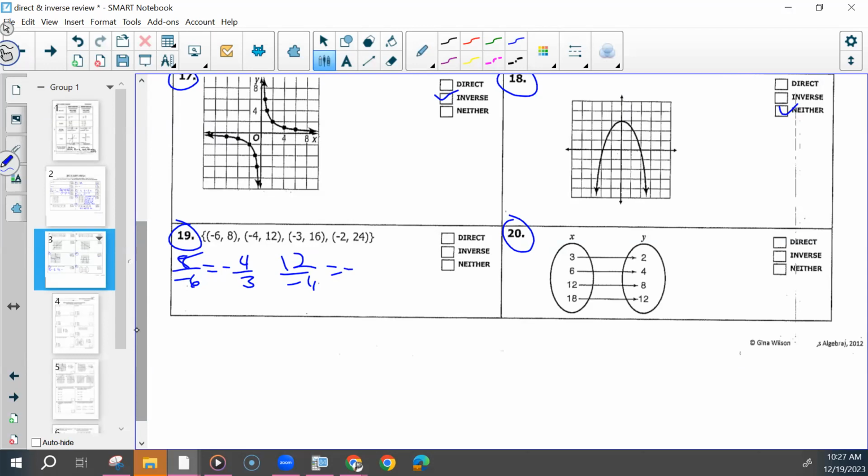Not 1/3, not 2/3, just 3. So if these are not the same, it's not direct. So let's try inverse. If we multiply -6 and 8, -48, -4 and 12, -3 and 16, and -2 and 24. So it wasn't.